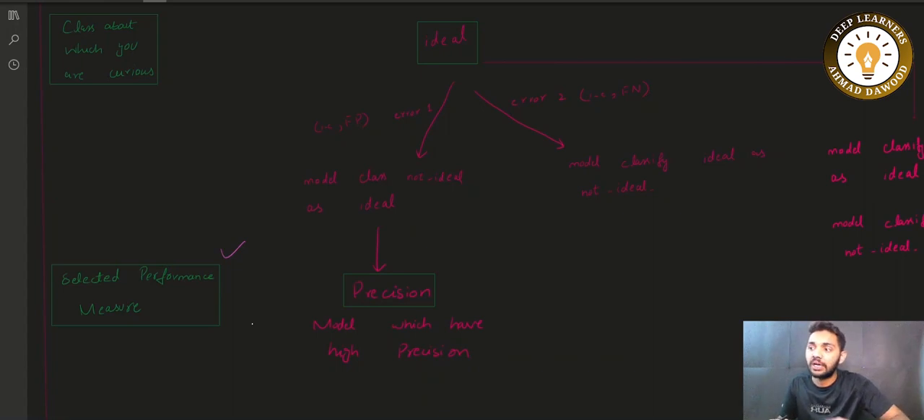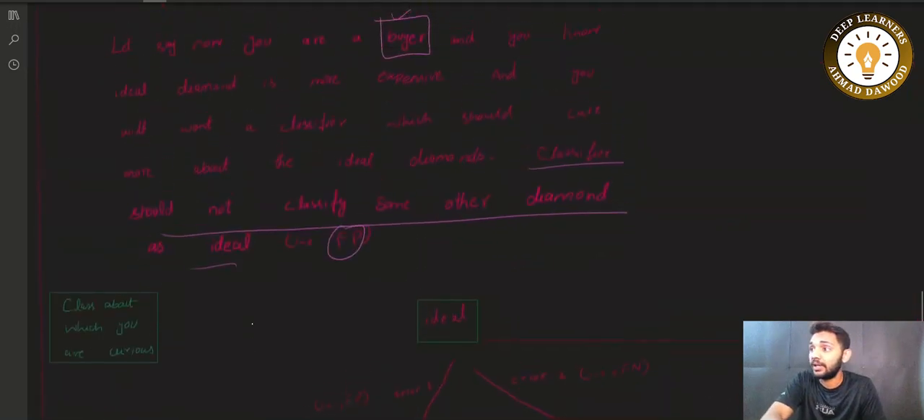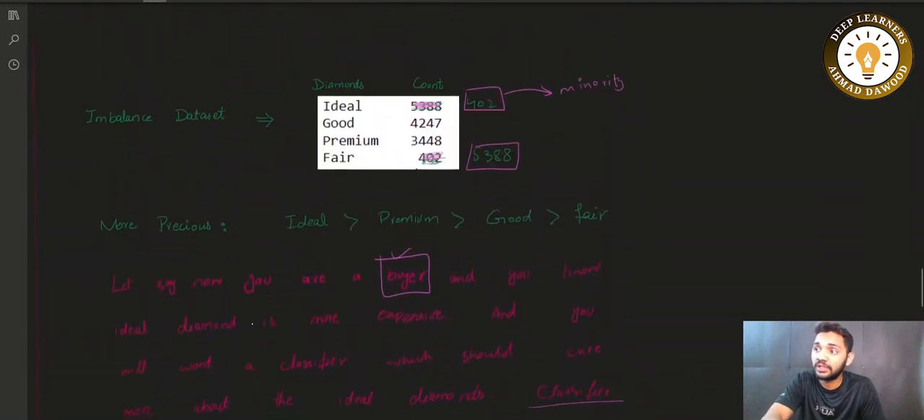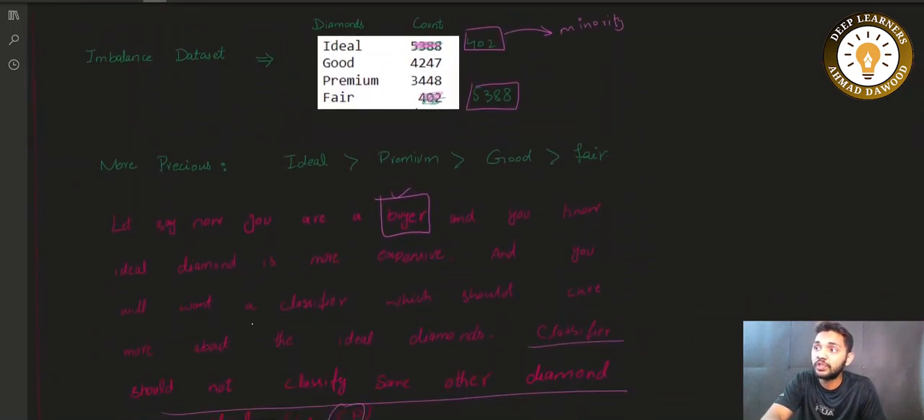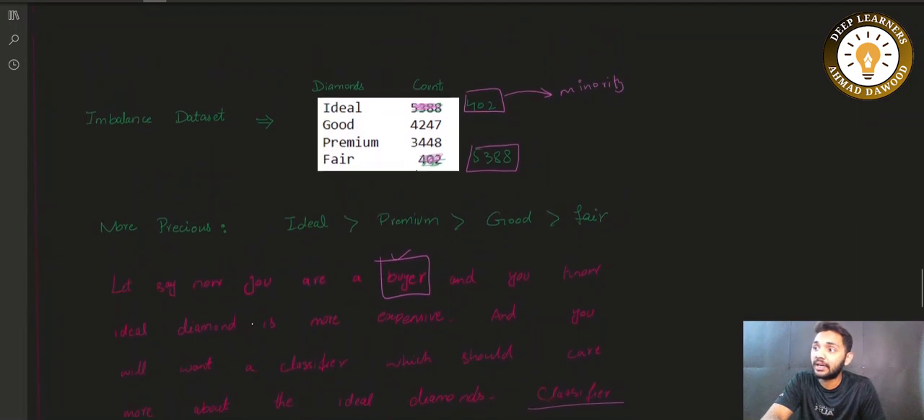As for precision, the ideal class has very few samples in the actual data set, here just 402 samples. So if you use weighted average, it cannot catch the bad performance of the classifier on the ideal class due to its low frequency.